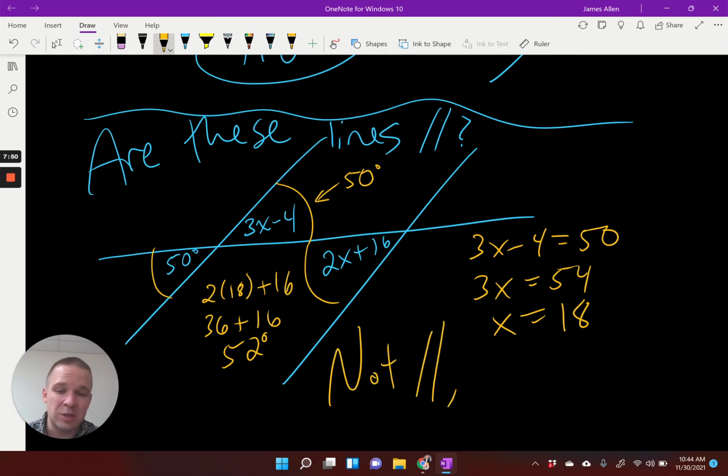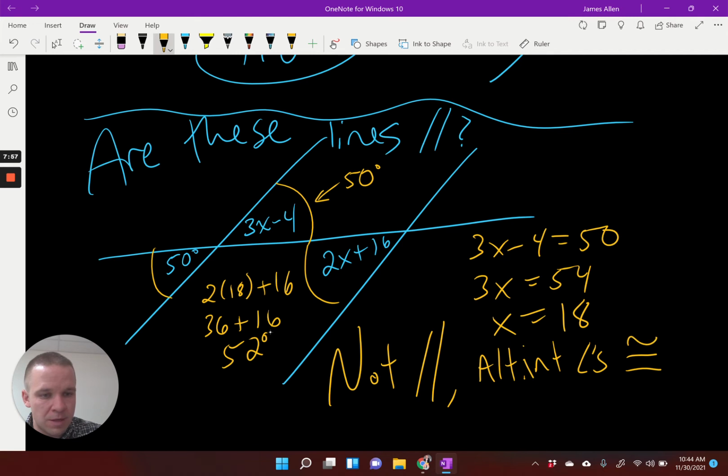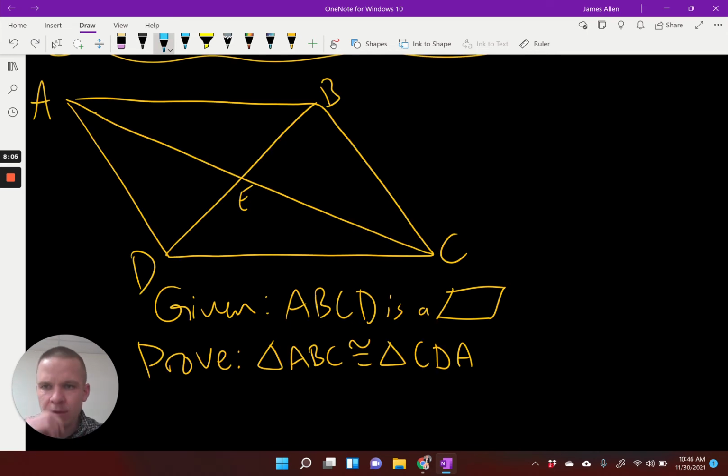And I would justify this with alternate interior angles not congruent. Okay, we do need to justify why. It will ask you to use a theorem to justify. Cool? Awesome sauce. All righty.